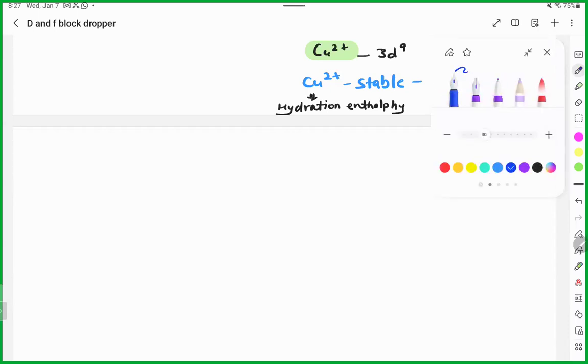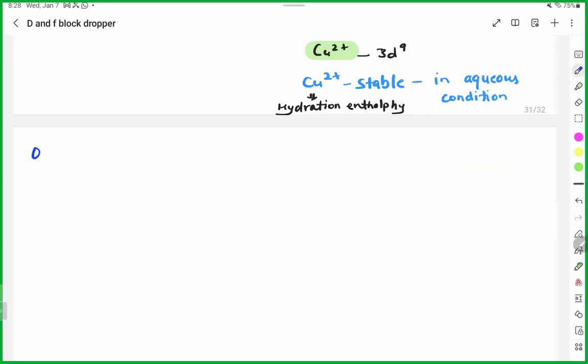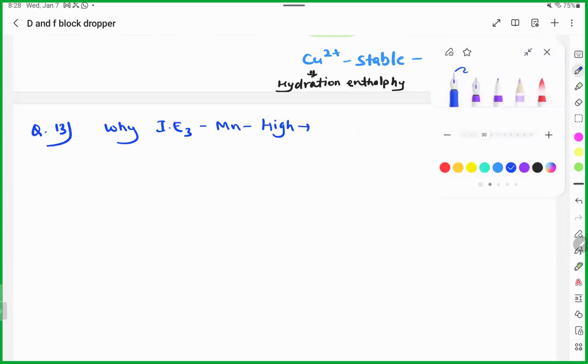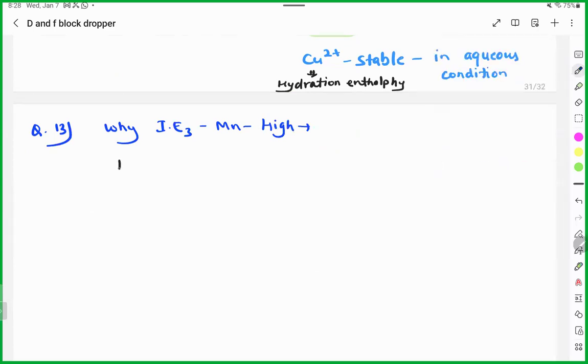Next, why is third ionization enthalpy in manganese high? That is an exception. Because of the same thing. In case of manganese, whenever you want to tell about the ionization enthalpy, you should know the electronic configuration. Without electronic configuration, you can't do anything. So manganese has this electronic configuration.